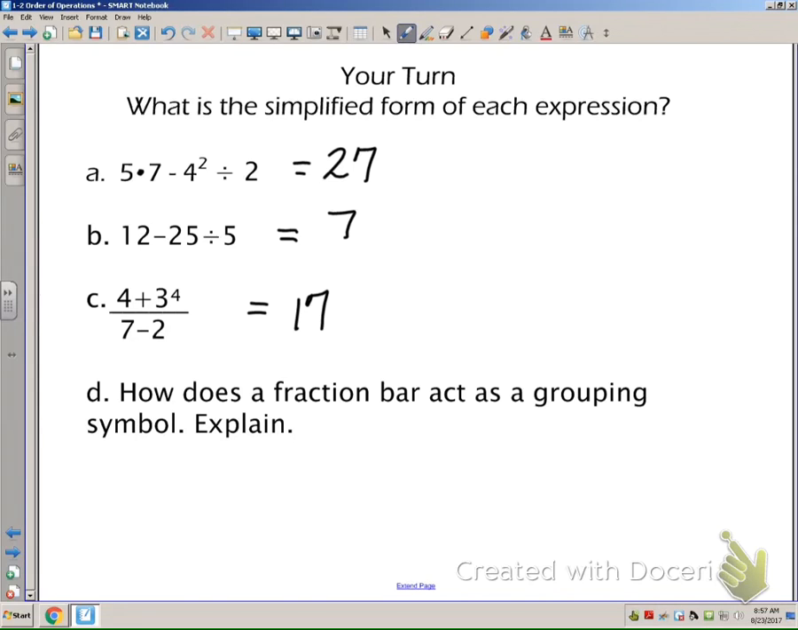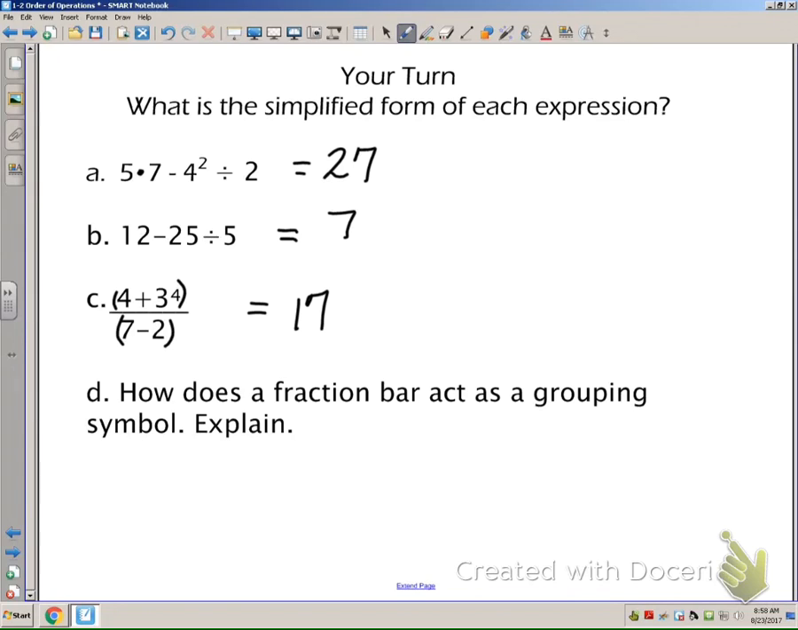Part B, you just skip ahead, do the 25 divided by 5 first, and I get 5. Then I have 12 minus 5, which is 7. Part C, once again, I've got this big fraction bar here. We're thinking of it as grouping symbols. So I have what's on top and what's on bottom to take care of. Jump ahead first and do that 3 to the 4th power, which is 81. 4 plus 81 gives me the 85. On the bottom, I have 7 minus 2, which is 5. So I'm going to do that 85 divided by 5, and I do get 17.